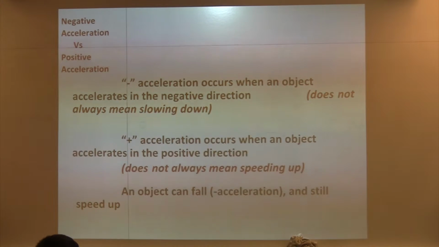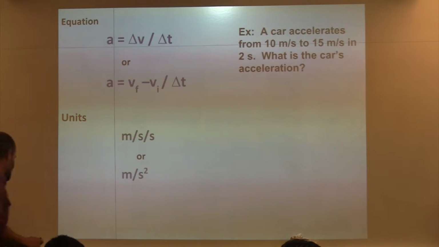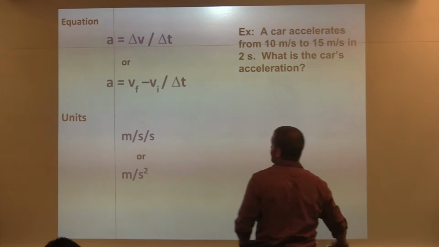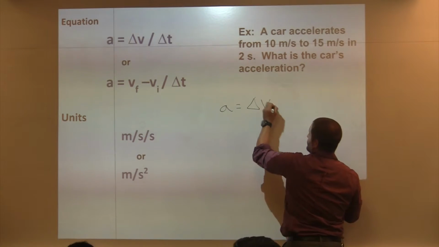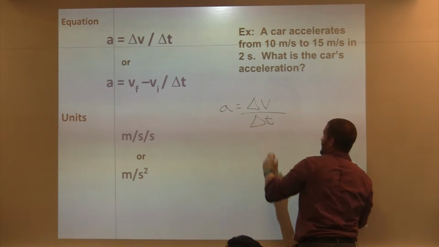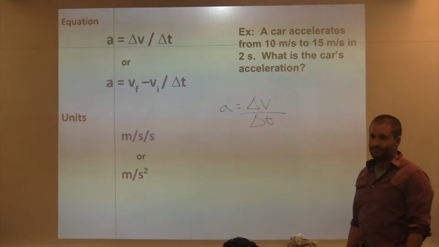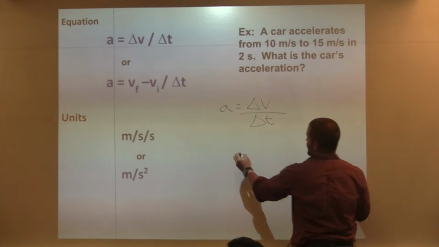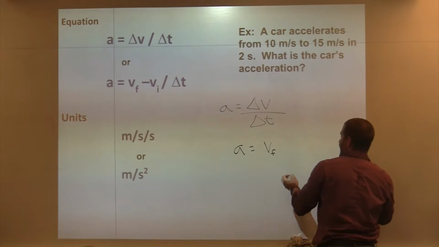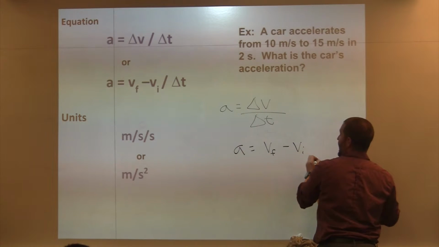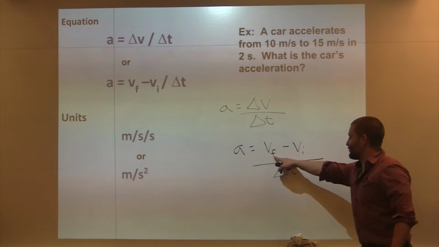Now, equations. Hope you guys have these written down. I'm going to write them down a different way. Same idea, right? So, a equals delta v over delta t. That's the same thing as up there, right? What does delta mean? Change. So if you did not know this, a equals v sub f minus v sub i over the total time.